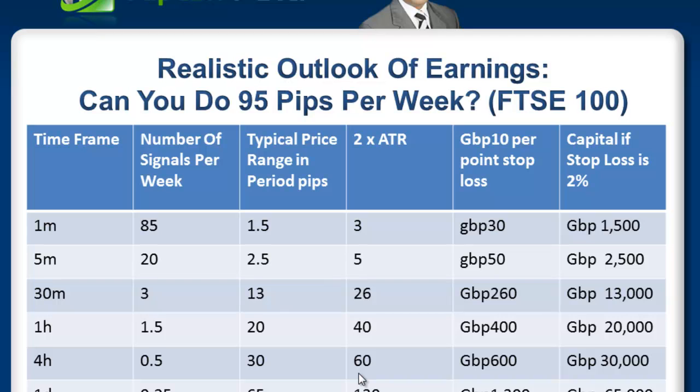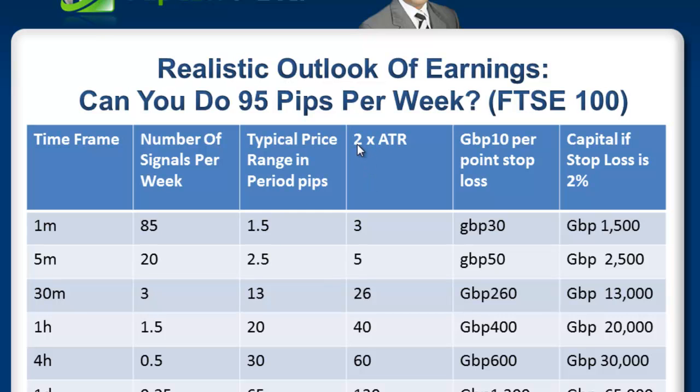Have a look at this chart. And it's focused on FTSE 100 as an example. And what I've done is I've listed the various time frames you might be looking at it. So let's just start off with the 1 minute one. The number of signals that tends to give on my own indicator in a week on the 1 minute chart, 85 signals. The typical price range in that period, in that 1 minute, tends to be only 1.5 pips.